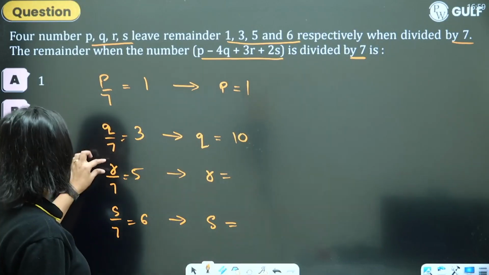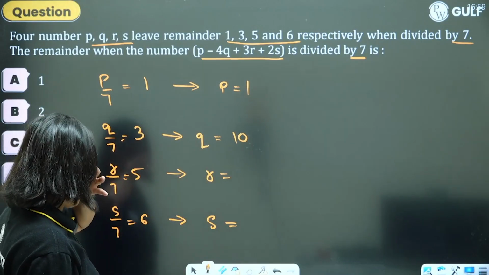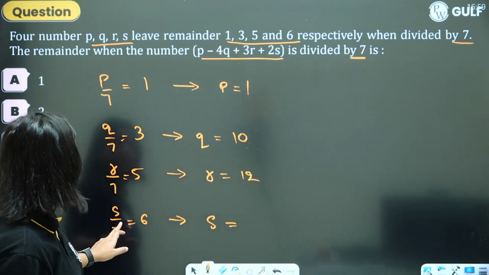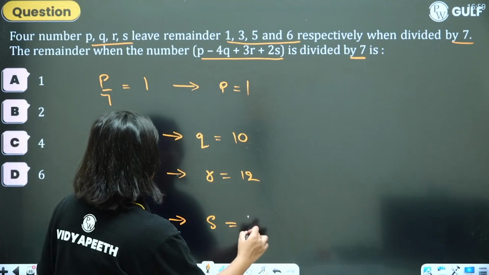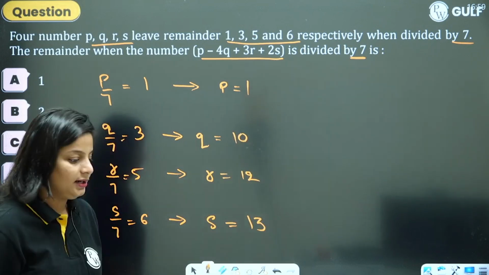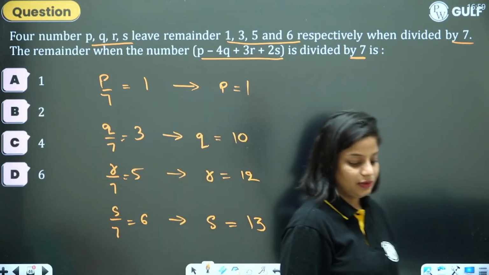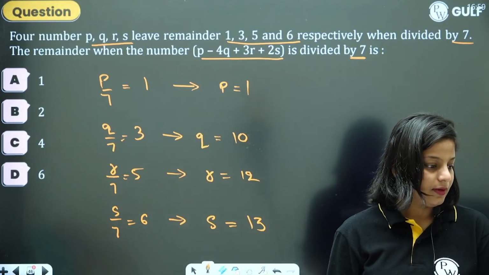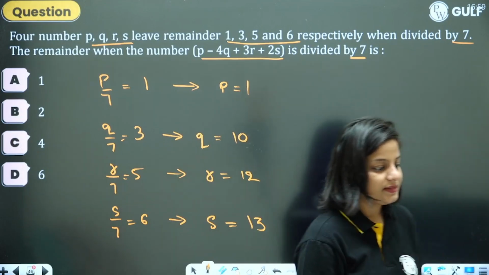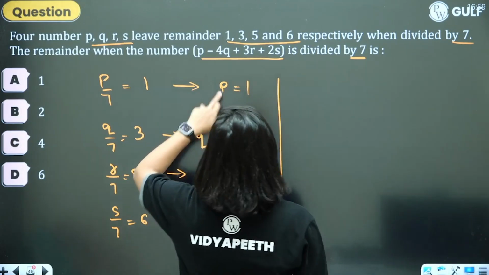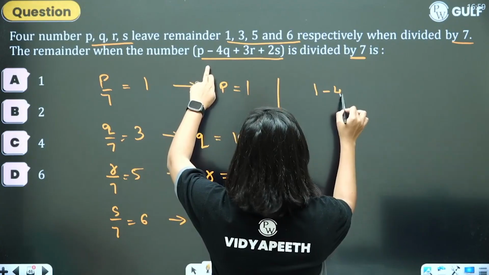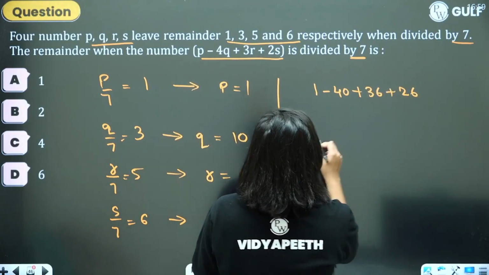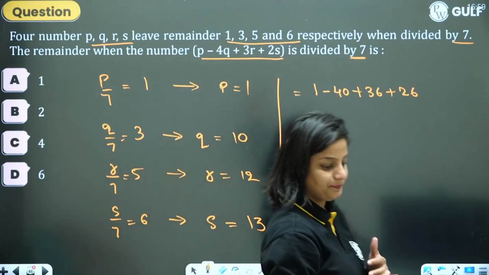Yeah, sorry. What number divided by 7 has remainder 5? 7 plus 5 is 12, and 7 plus 6 is 13. These are the numbers 1, 10, 12 and 13. All you have to do now is multiply q with minus 4, p with, put it here, 1 minus 40 plus 12 3s are 36 plus 26. How much is this equal to?